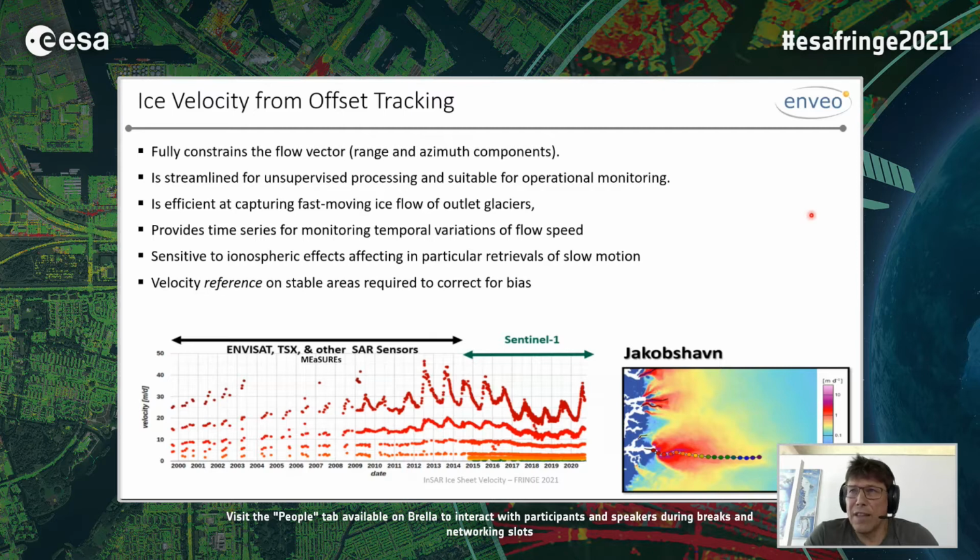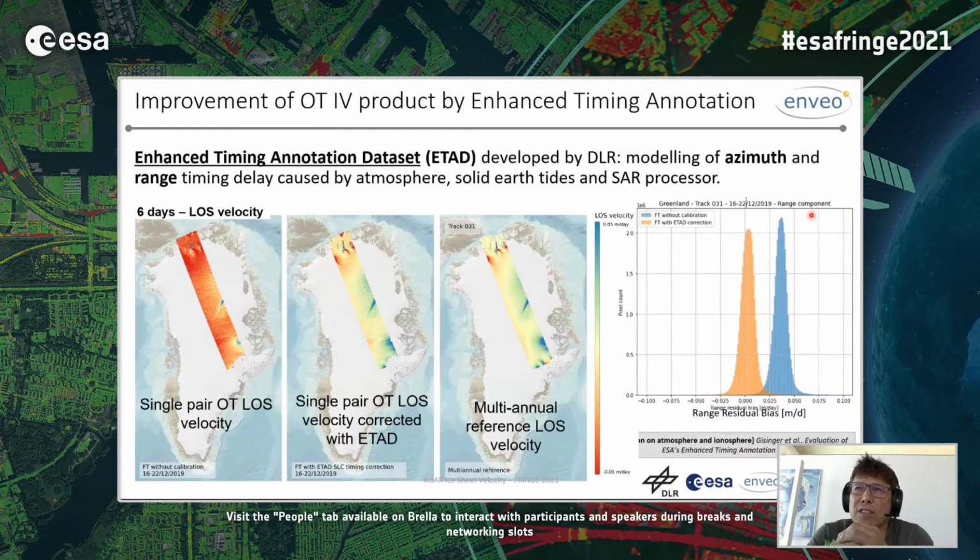Then this calibration has an issue, and there was just a new product coming up which has an impact on the quality of these tracks. It is an enhanced timing annotation, which is given pixel by pixel and gives the time delay due to different reasons. One is, for example, tropospheric time delays, so ECMWF data are taken into account to calculate this. Then solid earth tides are also taken into account, and also ionospheric effects, as well as the SAR processor.